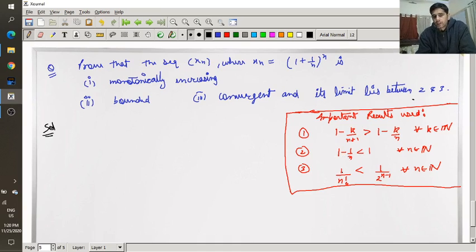The third result is the important result. 1 upon n factorial is strictly less than 1 upon 2 raised to power n minus 1. This is the standard result. I will not go into the proof. I will use this result as it is. So let us start.